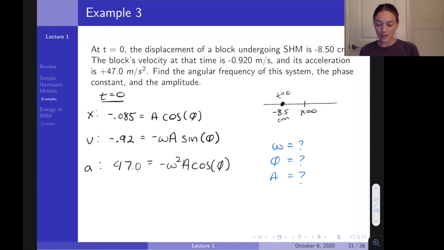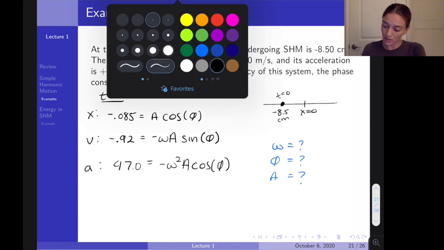This kind of trick pops up a lot in physics, so you should keep it in mind. I notice that if I divide this function by this function, they both have cosines, so the cosines will cancel out, right? And the amplitudes will cancel out, which will leave me with one equation for omega. So that's what I want to do. I'm going to divide those two.